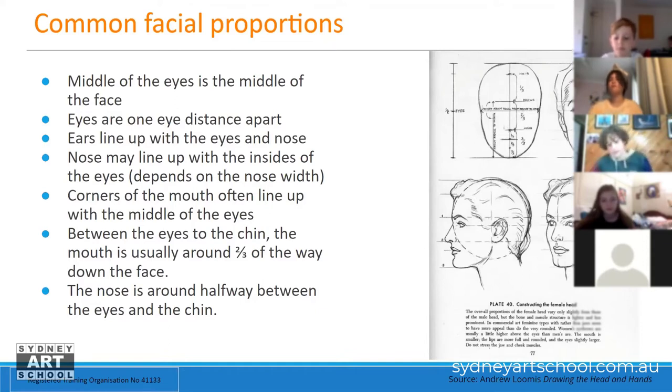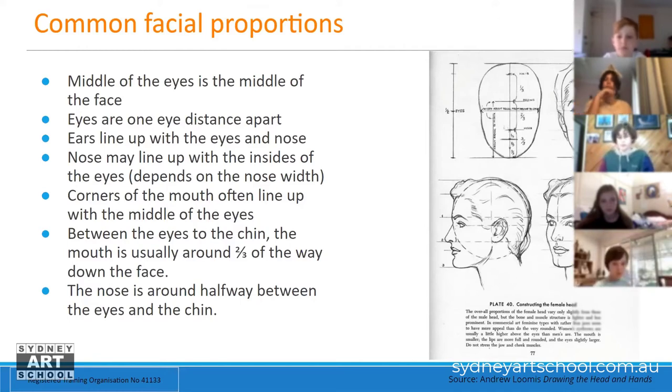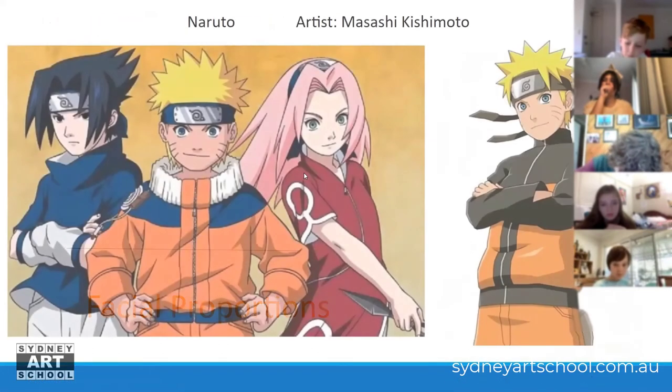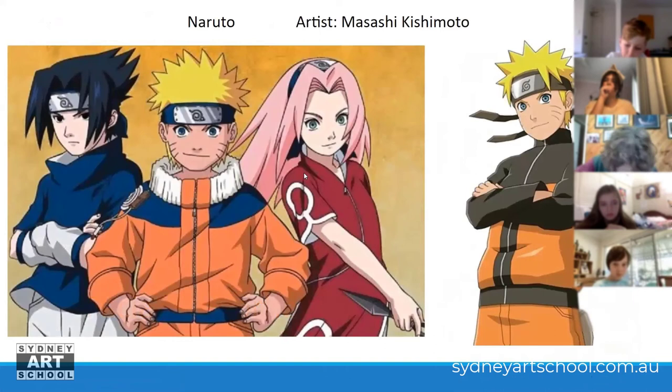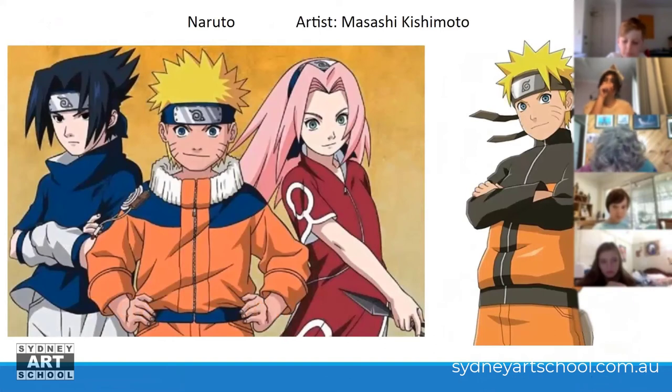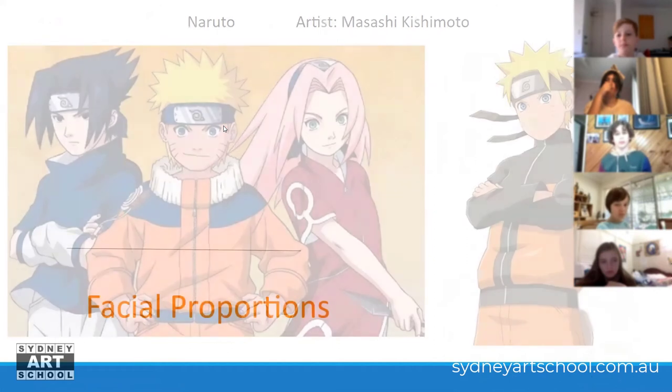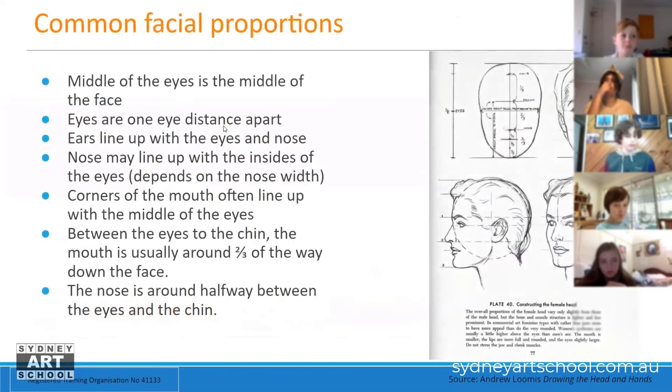Also, still thinking about the eyes, they're about one eye distance apart. So between the eyes, there's the same width as a single eye. And again, if we have a look at anime, that's still true for anime. If you have a look, the distance between his eyes is about the same distance as one eye width. So that is one that's worth remembering.